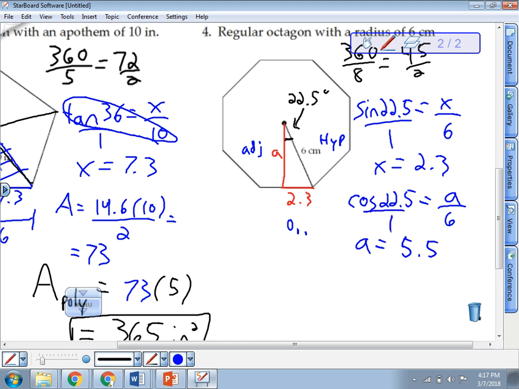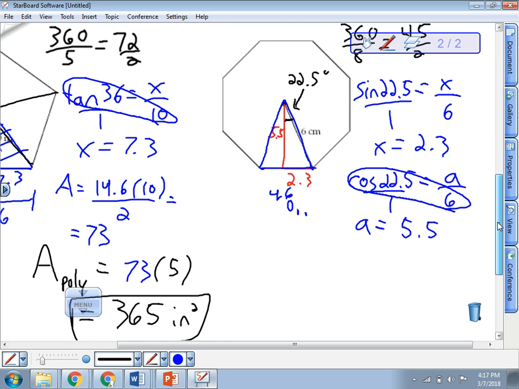Again, put this over 1 and just cross multiply right here. A equals 5.5. So I'm going to fill in our values here. Now we know that A is 5.5, and that little piece was 2.3. Then we know that when I have my whole equal size triangle, the base is going to be 2.3 and 2.3, so the base is going to be 4.6. And we've got our height of 5.5.